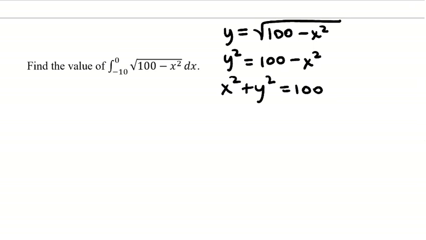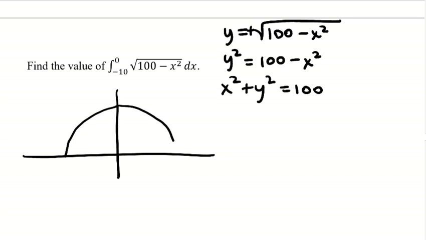Now, since y is the positive square root, it's going to be only the upper half of the circle. So it's the circle centered at the origin with radius 10. Pretty easy. So mark that as 10, mark that as negative 10. You could even put 10 as the y-intercept there. And if they want the area from negative 10 to 0, well, then I know what I want. I want this.